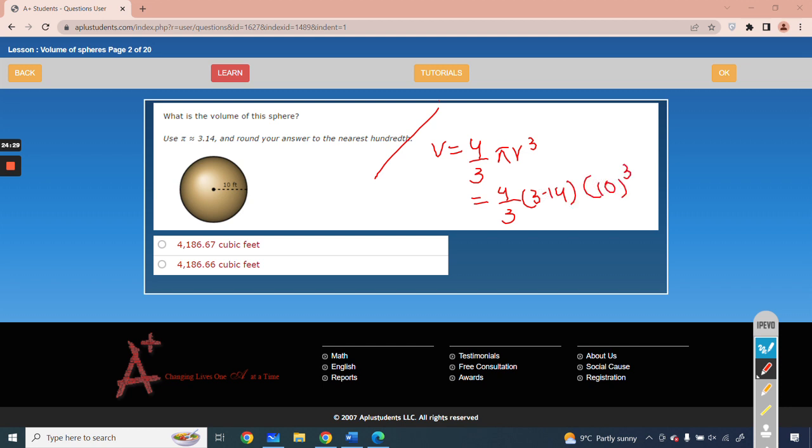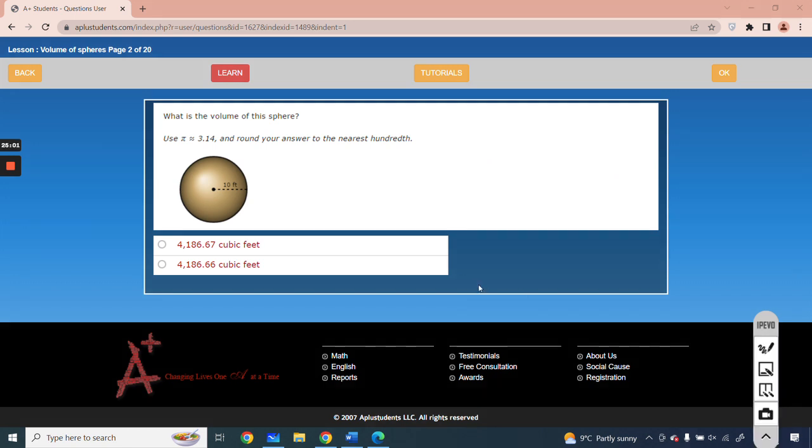Got it? Just use the calculator. 10 times 10 times 10, that would be 1000, and 1000 times 3.14 times 4, that is 12,560, and 12,560 divided by 3, that would be 4,186.67. Got it? That is option number 1 is the correct option. Just select the correct option, then click on the OK button.